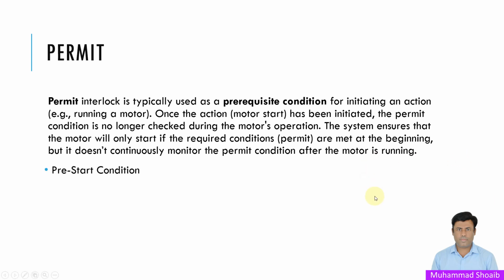So, like the first stage, the start conditions. The motor cannot be started unless the start condition is true. For example, the permit could check if the valve is open, or the pressure in the system is within a safe range, or the liquid level is above a minimum threshold, or the motor temperature or other parameters are within a safe limit. If the conditions are met, the permit allows running the motor.